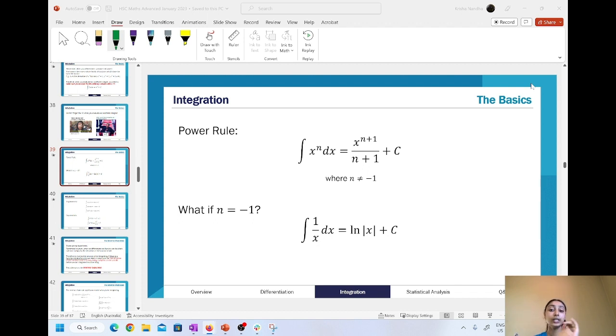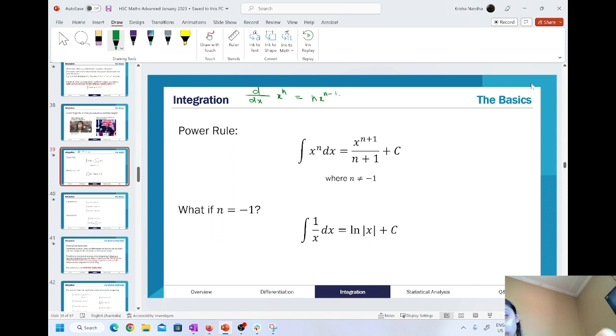So just as when we differentiate x to the n, we get n times x to the n minus 1, right? Now we're going to do the complete opposite. So I'll write it here. d/dx of x^n is equal to n x^(n-1), okay?